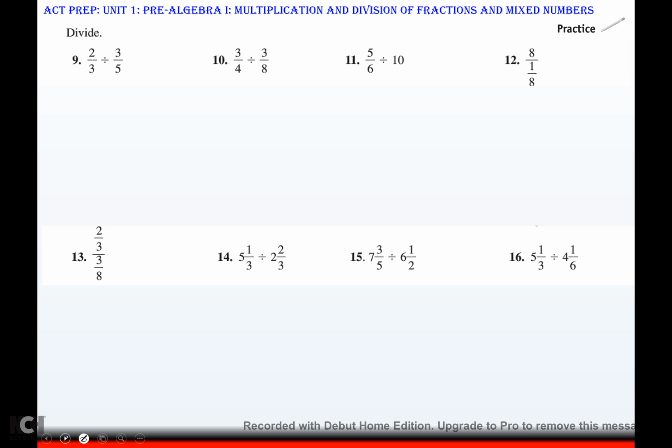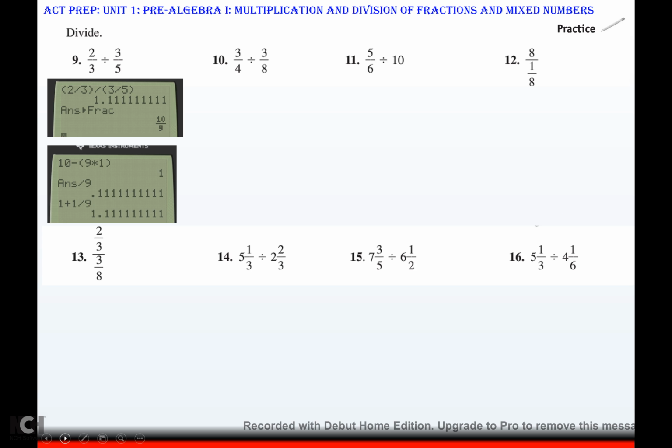Alright, division. Again, if we were doing this by hand, you'd have to keep change flip. You'd always turn it to multiplication and flip the second fraction. But with a calculator, you just type it 2/3 divided by 3/5. You get 1.1 repeating. Alright, that's 10/9 as a fraction. 9 goes into 10 1 whole time. There's the 1. Take away 9 leaves 1. So it's 1 and 1/9.